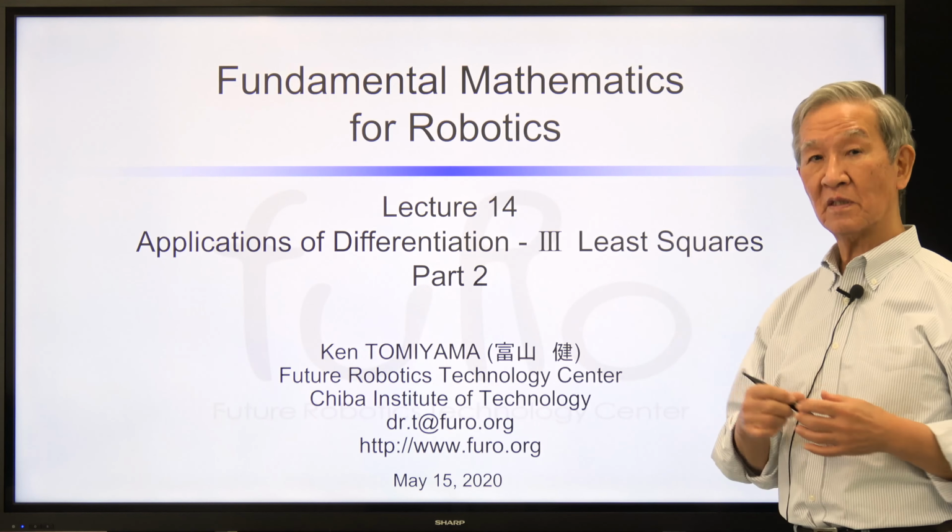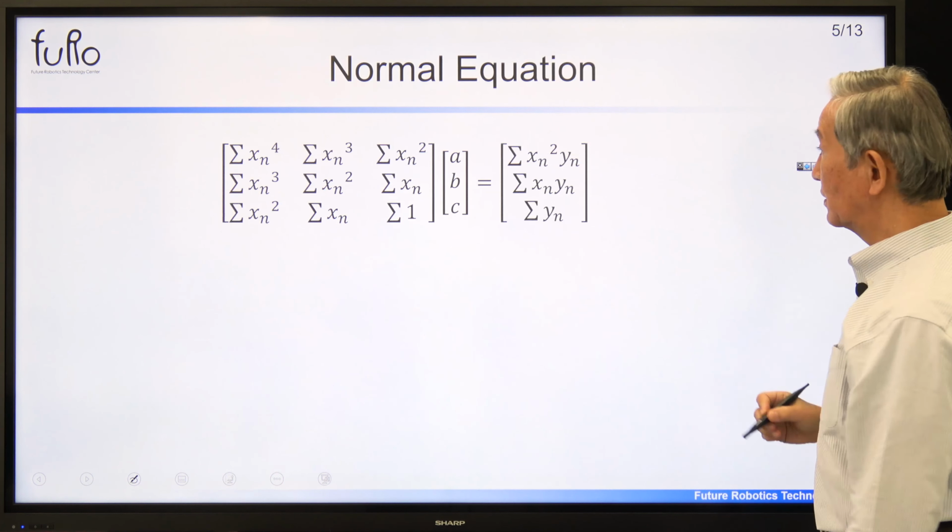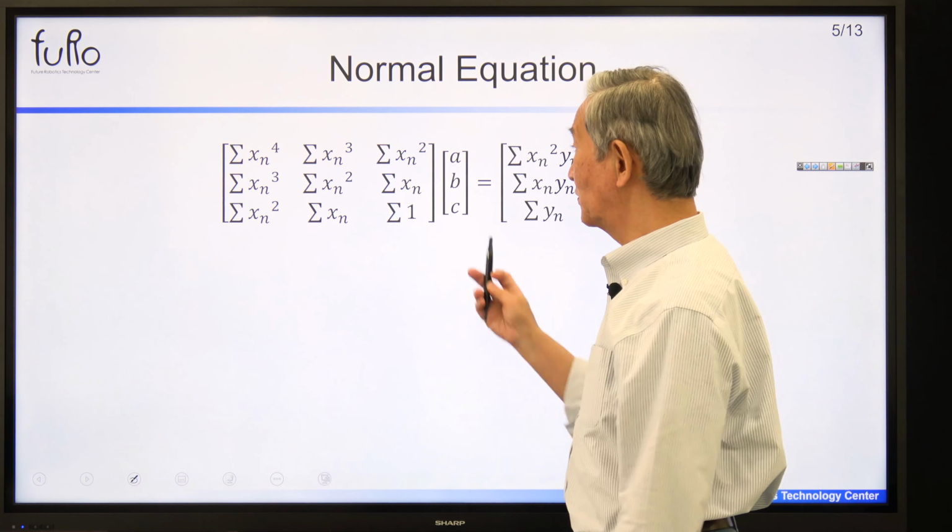So we do the same thing. J is defined to be the summation of y minus this one here computed by x. So what we do is set the partial derivatives with respect to a, b, not only a, b, but c as well, to 0, and from that we get a pretty similar type of equation. And if I put everything together into the vector matrix form, this is what we got.